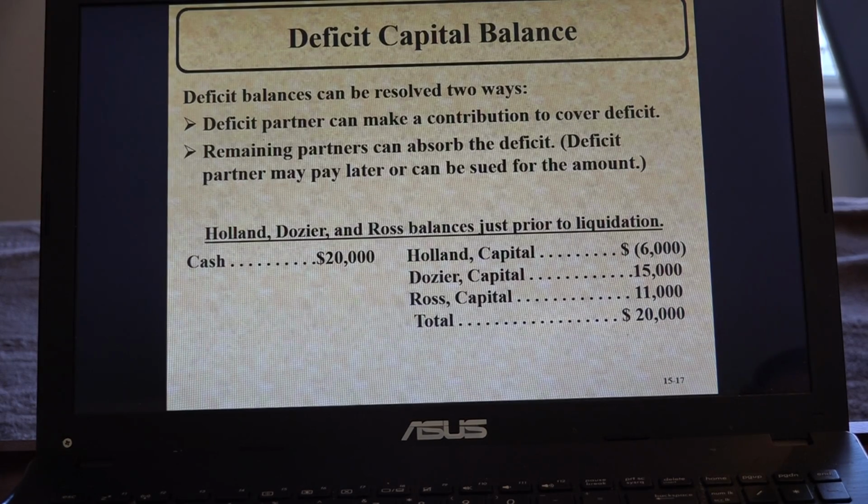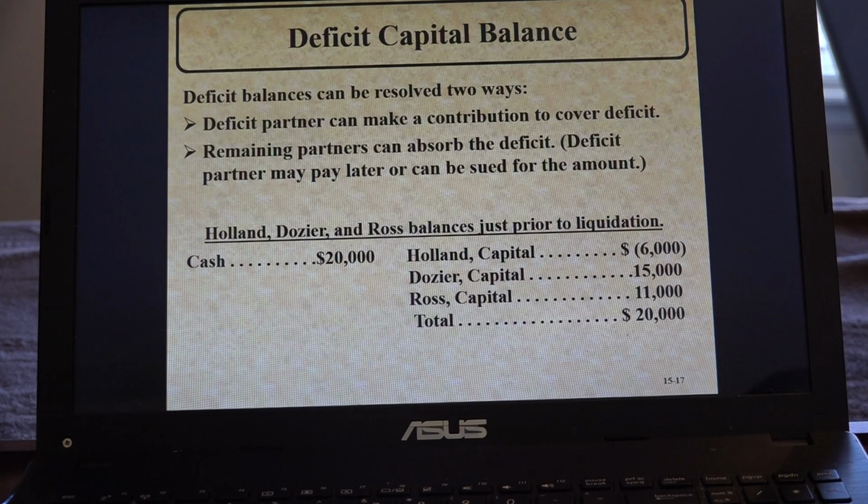All right, so we have this particular situation, so here you have Holland with a negative $6,000 capital account. Dozier has a capital balance of $15,000, and Ross has a capital account of $11,000 balance.